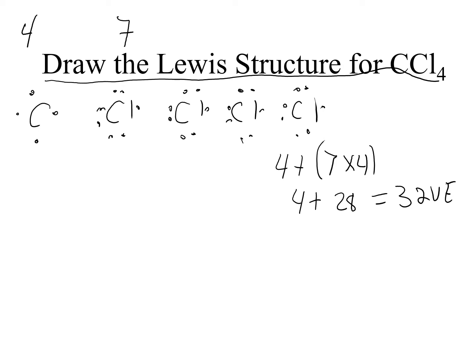Now to put our skeleton structure together, carbon can form 4 bonds. Chlorine has 7 valence electrons. It can only form 1 bond. So if it can only form 1 bond, that's always going to be the external atom. Carbon can form 4 bonds. That needs to be in the center. The element that can form the most amount of bonds will always be in the center. So we're going to surround carbon with 4 chlorines.